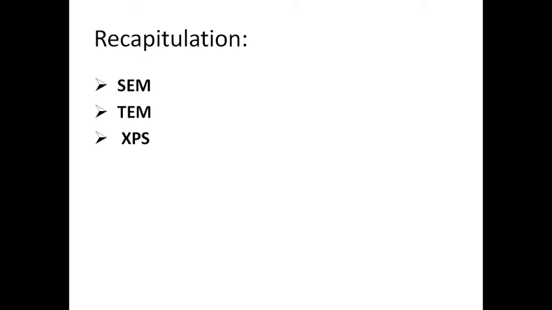And then next is XPS. XPS is X-ray photoelectron spectroscopy, which is based on the photoelectric effect. It is also called ESCA, that is electron spectroscopy for chemical analysis. This is a widely used technique to investigate the chemical composition of surfaces. This is our recapitulation.